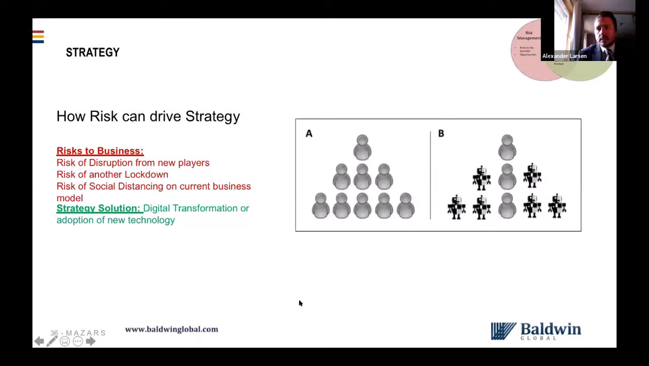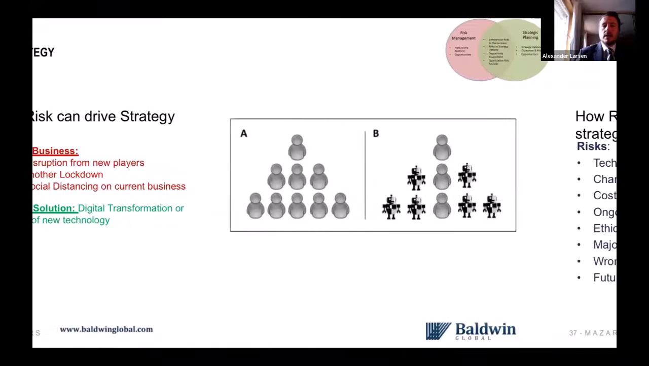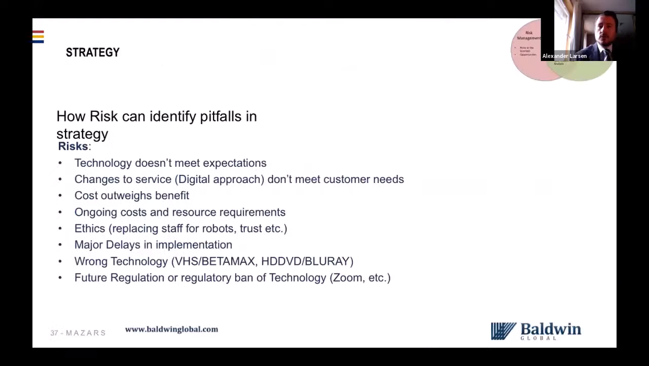However, if we've decided that this is our new strategy, we're going to digitally transform our business, then we need to consider risks again. What are the potential pitfalls in this strategy? Well, the risks to this strategy would be that maybe the technology doesn't meet expectations. Maybe the robotics that we've implemented aren't as effective as we first thought. They can't replace humans. Or changes to service, our digital approach doesn't meet our customer demands or customer needs. Or the costs outweigh the benefits, or indeed, ethics.